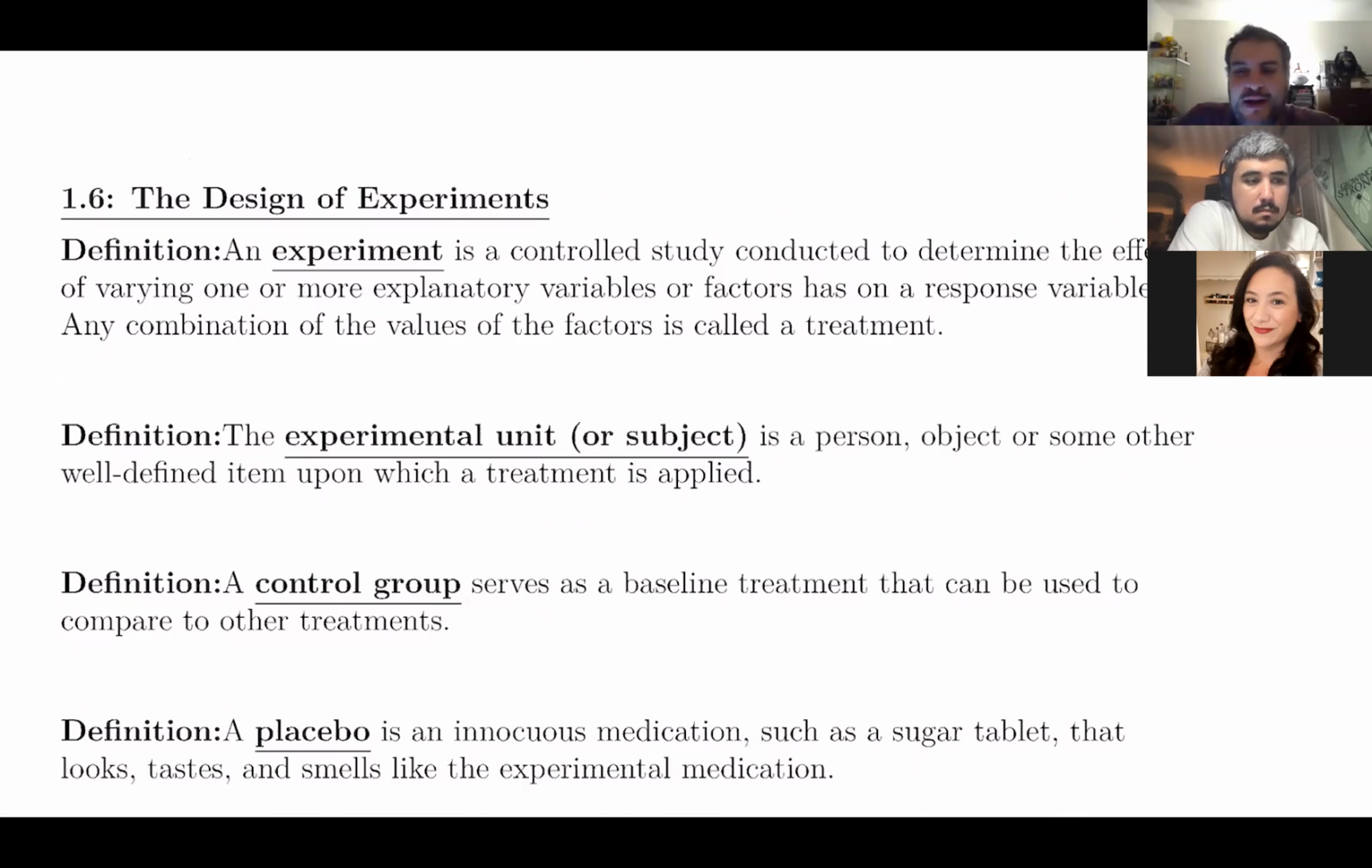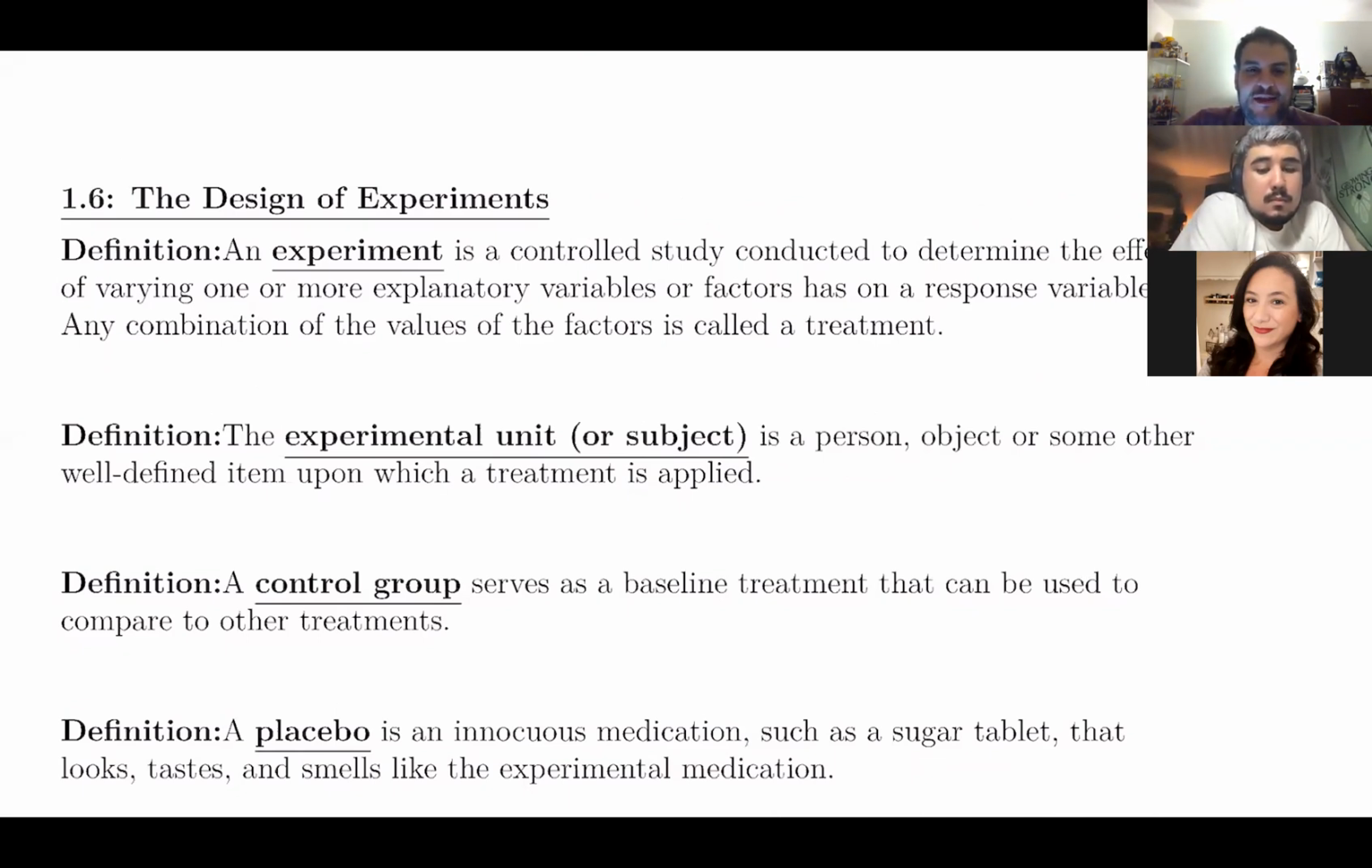All right, so we're gonna go into 1.6. In 1.6, we're gonna dive a little bit deeper into designing an experiment. If you remember, an experiment is something where we actually give the subject or the individual a treatment. So usually we have the explanatory variable and the response variable. The explanatory is what we give, which is pretty much the treatment. The response variable is how we measure if the treatment is actually working.